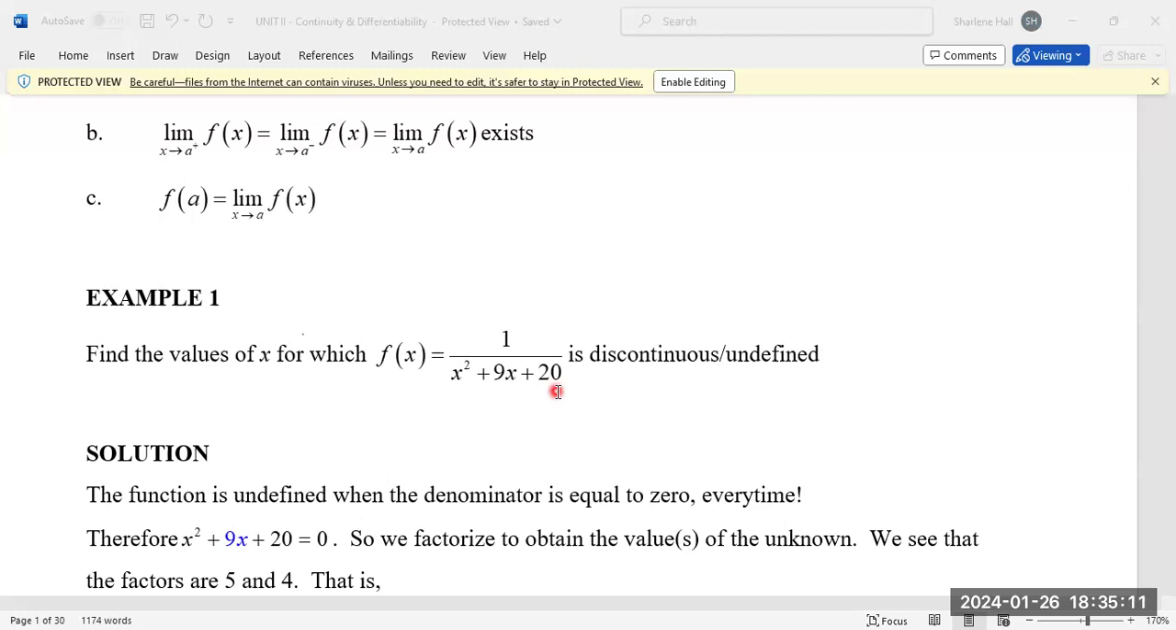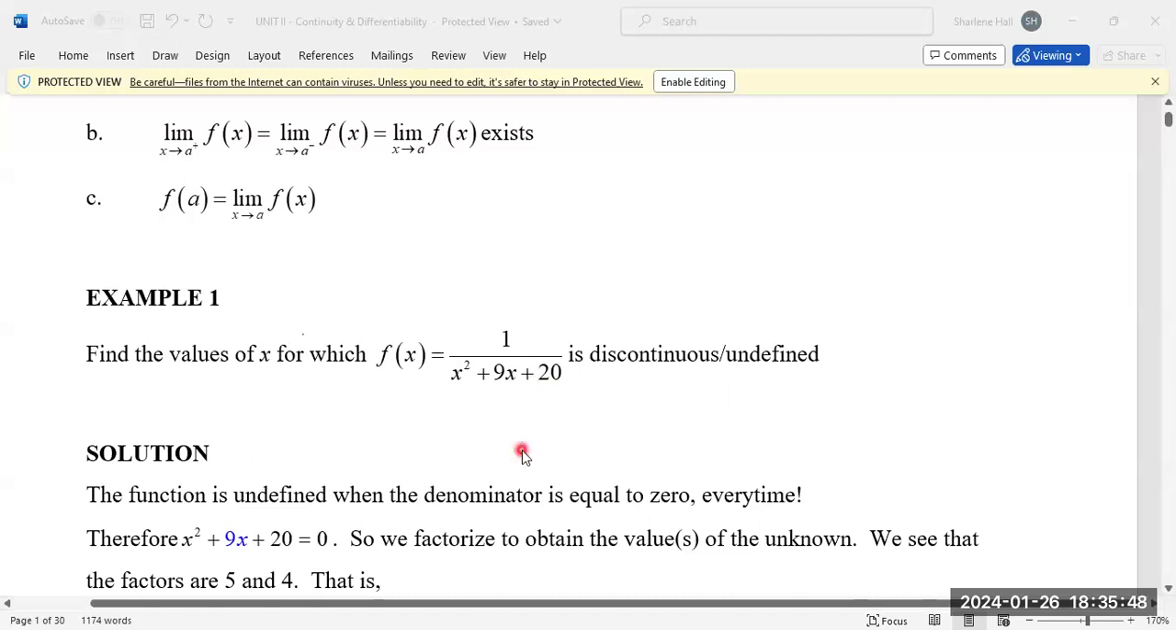So it is that 1, the coefficient of x squared, that I'm going to be multiplying by 20. When I multiply 1 by 20, I'm going to get 20. Now I need two numbers which, when multiplied together, will give me 20, but when those two numbers are added, I'll get 9. And yes, Shamari, you're correct. Because 5 times 4 is 20, and when I add 5 to 4, I'm going to get 9. So my factors are indeed 5 and 4.